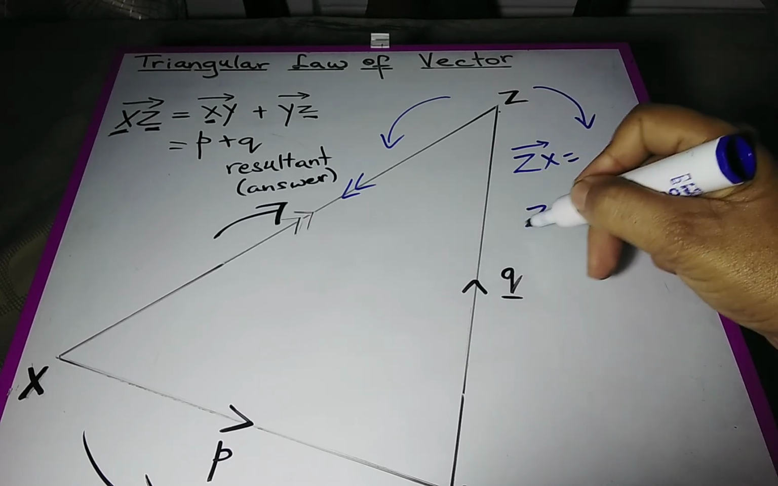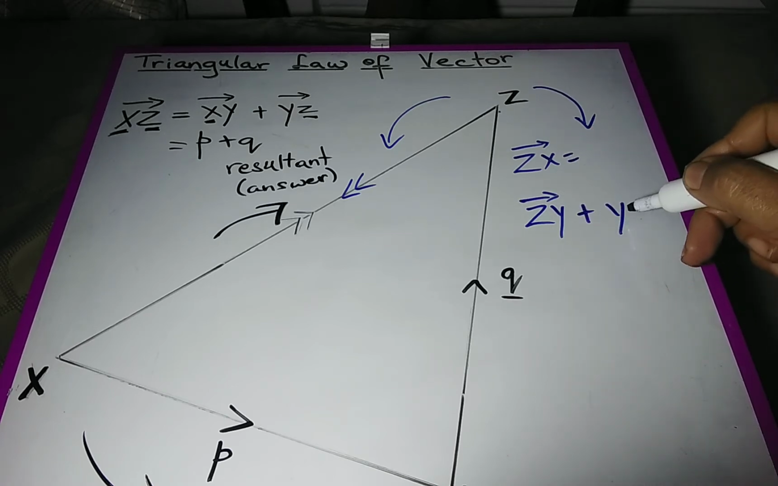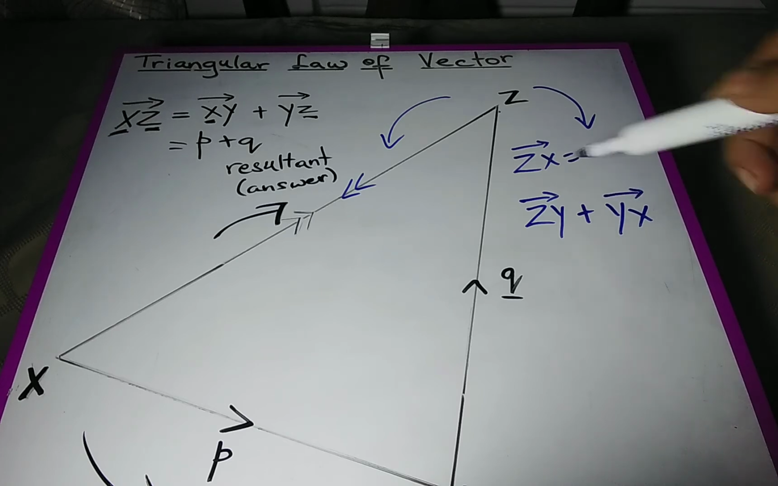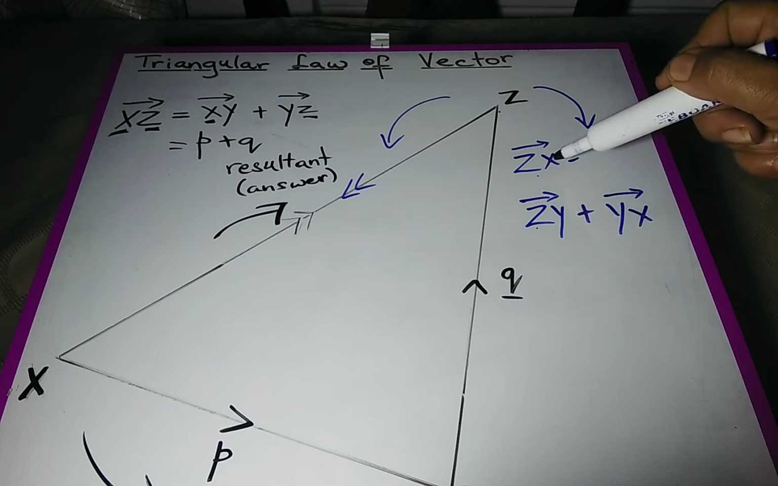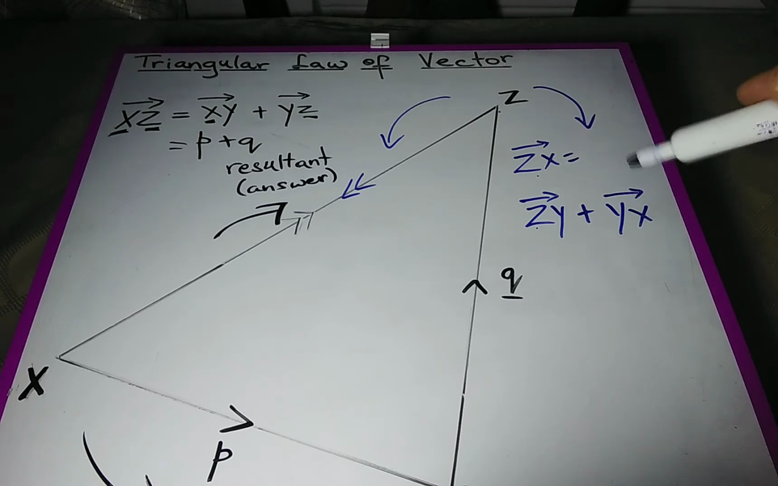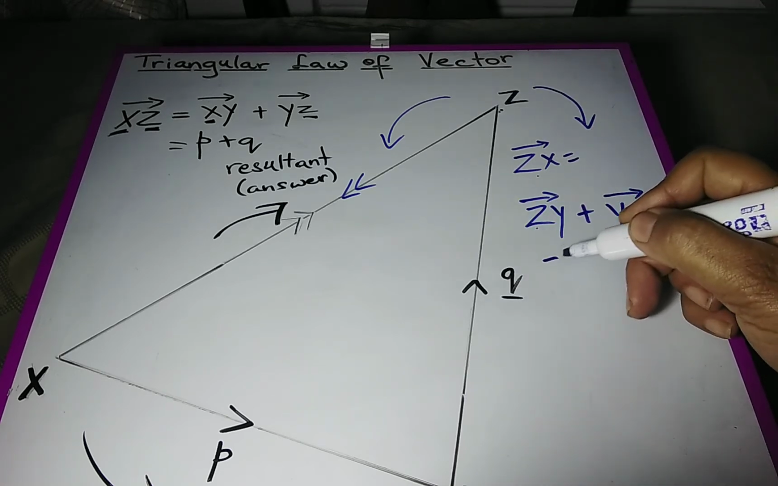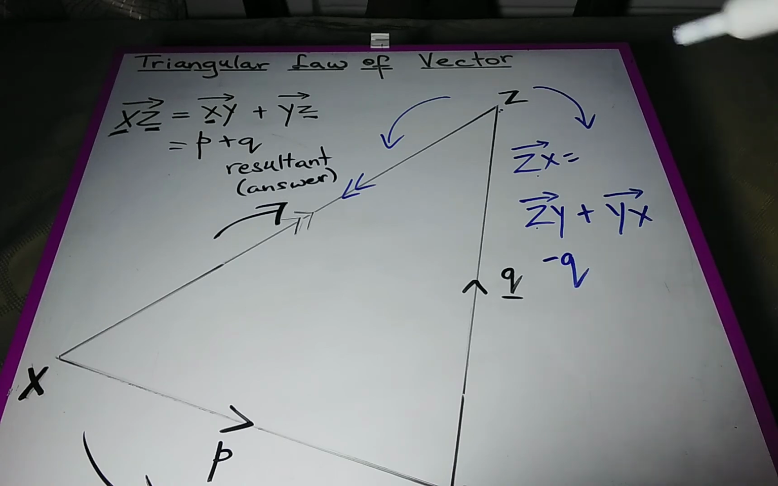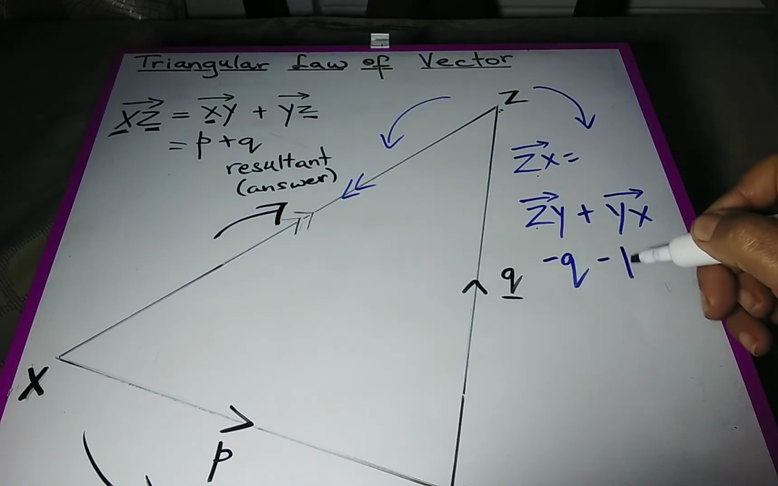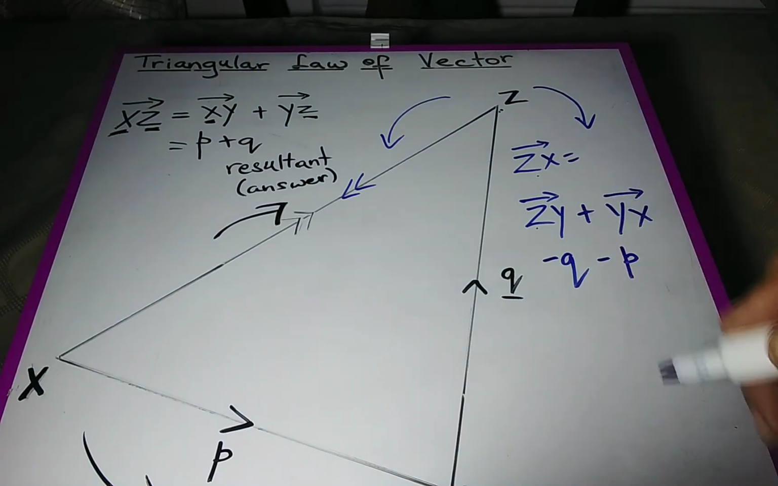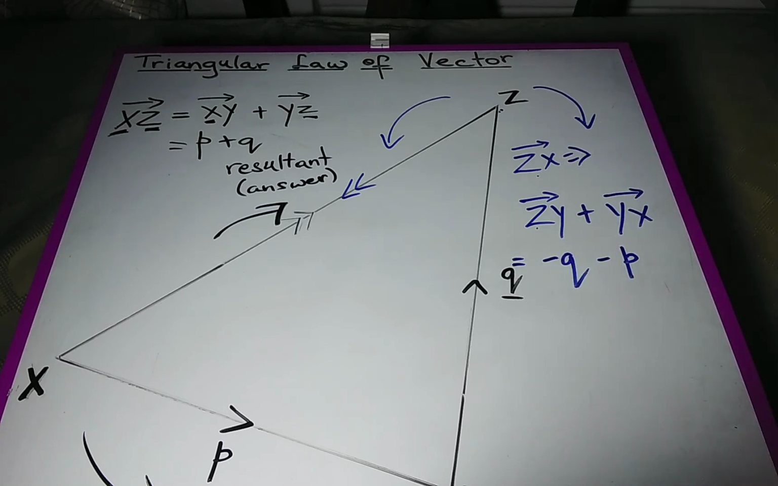So it's going to be vector z to y, plus y to x. Again, the first vector must start with a z, and then the last vector must end with an x. So z to y, going in the opposite direction, now becomes minus q. And then y to x becomes a minus p. So that would be the final answer. All right, easy cheesy.